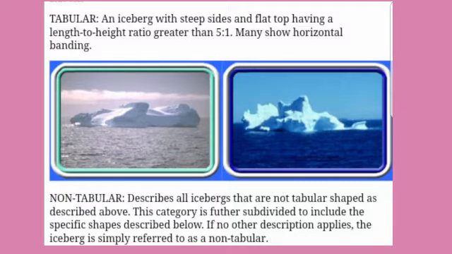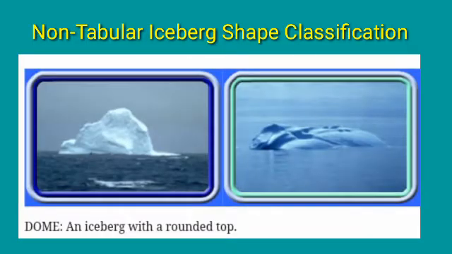Next, non-tabular describes all icebergs that are not tabular shape as described above. This category is further subdivided to include the specific shapes also, children. We will discuss now. If no other description applies, then the iceberg is simply referred to as a non-tabular. Non-tabular iceberg shape classification, children.